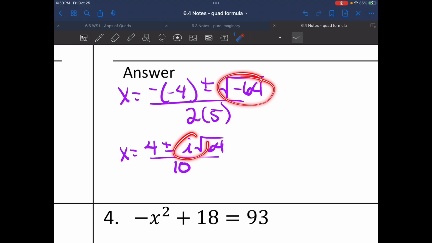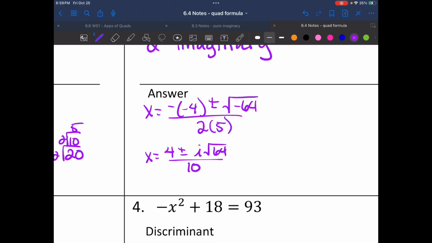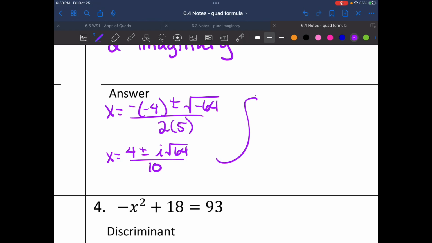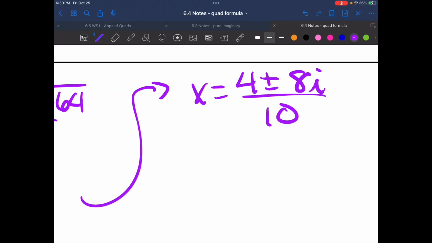Again, like I did on the previous example, I went ahead and just took that I out, not deal with it. And then 64 is a square, so that's helpful. Square root of 64 is 8, so this is plus or minus 8i all over 10. 4, 8, and 10 all share a common factor of 2. Goes into 10 5 times, into 8 4, and into 4 twice.